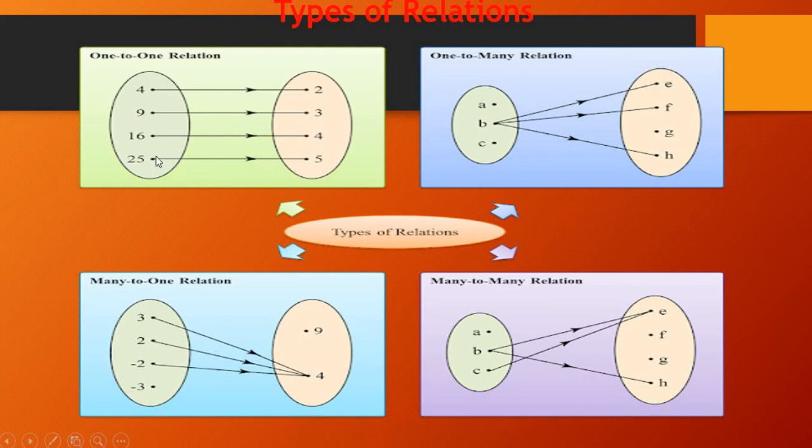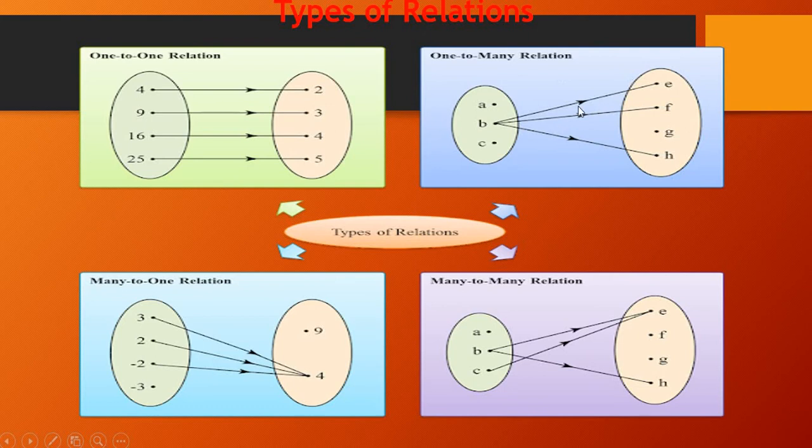So you have one element in the domain mapped onto one element in the codomain. Where you have this scenario, this is an example of a one-to-one relation.